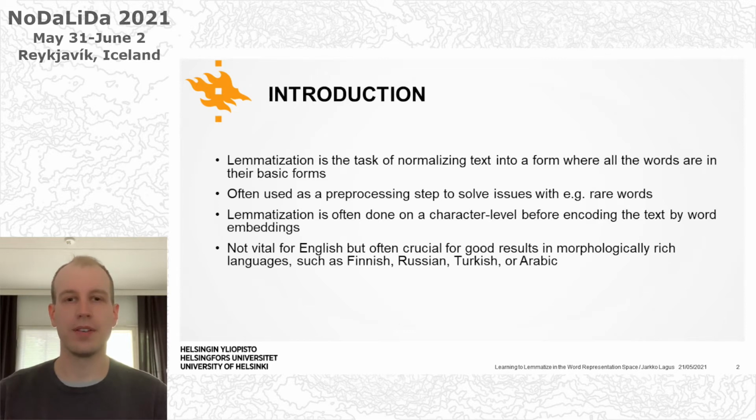It's often not vital for the English language, where the inflectional complexity is not that high, but for morphologically rich languages it's often crucial for getting good performance on text tasks. And some of these languages are Finnish, Russian, Turkish and Arabic.